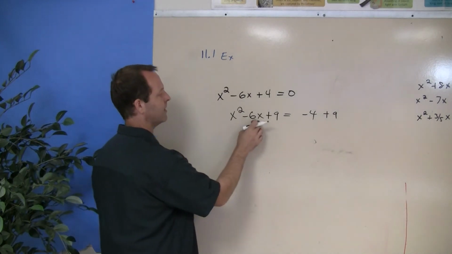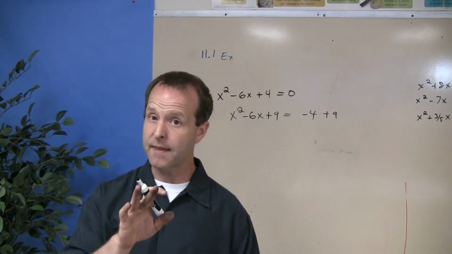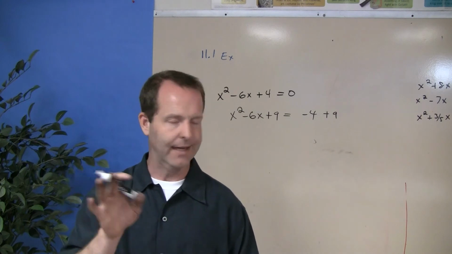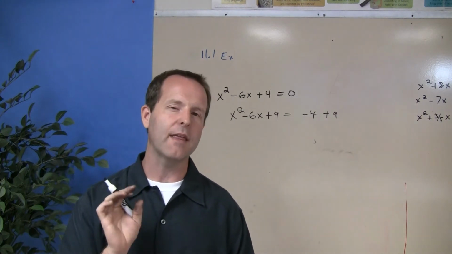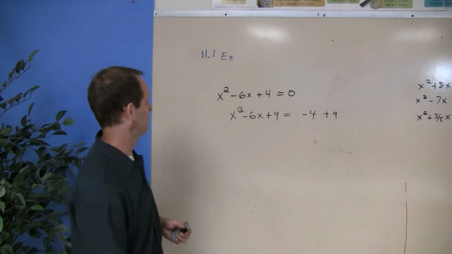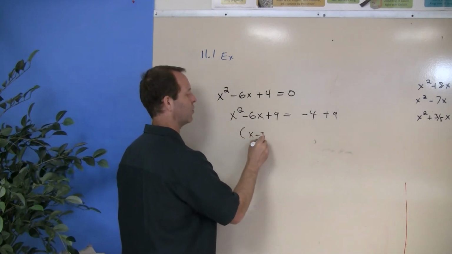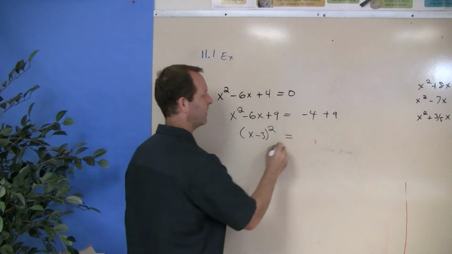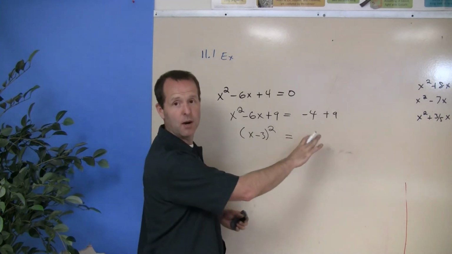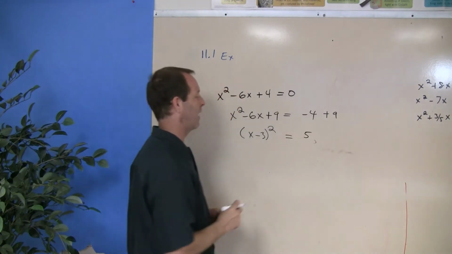So x squared minus 6x plus 9, well, that 9 is the only number that I can think of. Maybe you can think of another one. I don't think so. But it's the only number I can think of that can turn that trinomial into a perfect square trinomial. So x squared minus 6x plus 9 is actually x minus 3 squared. And over on the right side, minus 4 plus 9, that's a 5.